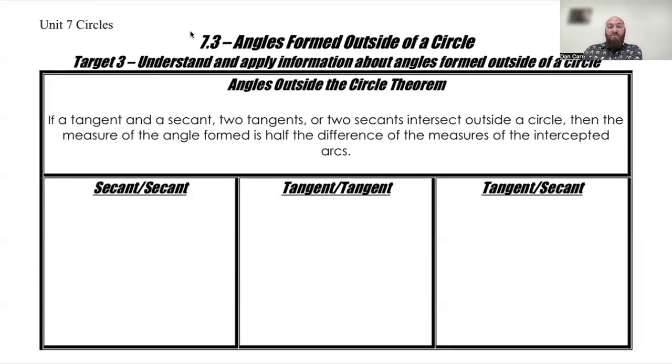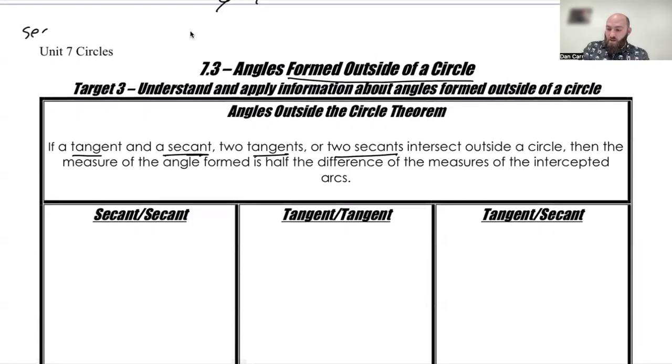Today we're going to be looking at 7.3. And these are going to be when angles are formed outside of a circle. So what we're focusing on today is if a tangent and a secant, two tangents or two secants intersect outside a circle. Now let's talk real quick about what a secant is, because that's going to be a new term as well.